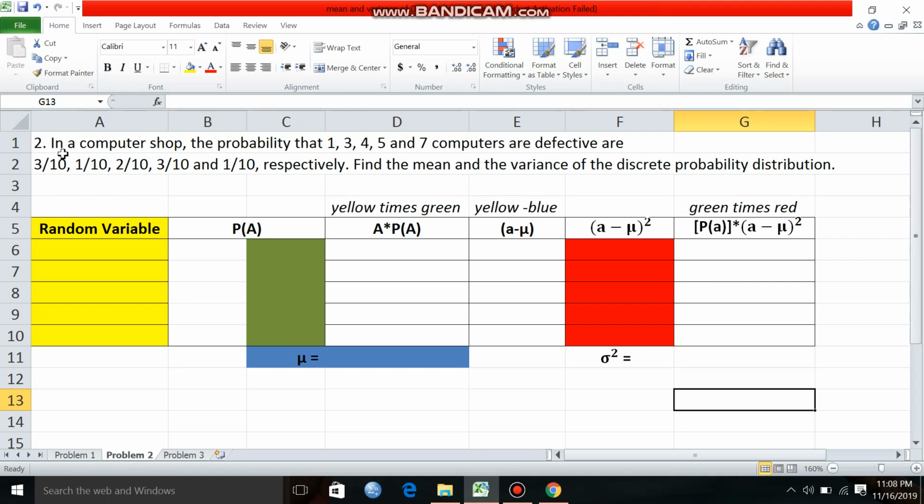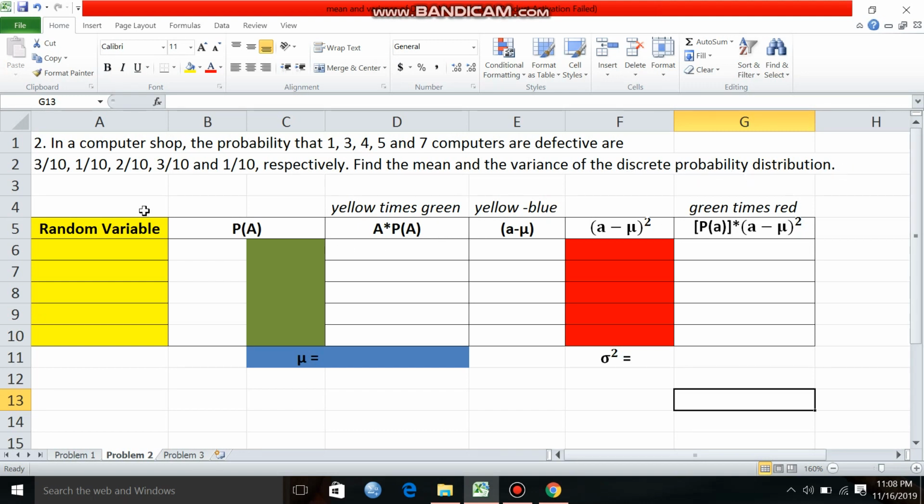Example: in a computer shop, the probabilities that 1, 2, 3, 5, and 7 computers are defective are 3 over 10, 1 over 10, 2 over 10, 3 tenths, and 1 tenth, respectively. Find the mean and the variance of the discrete probability distribution.